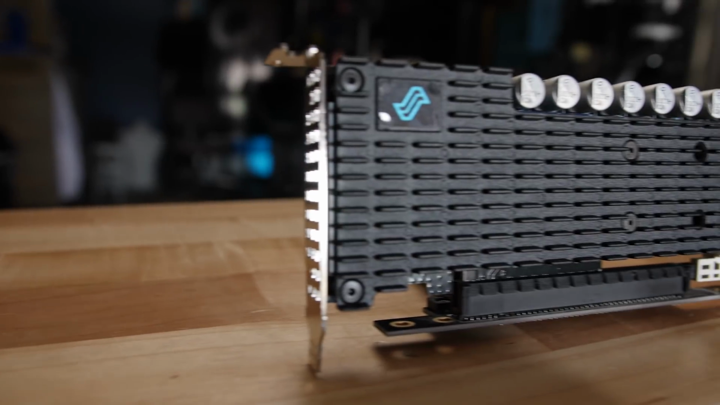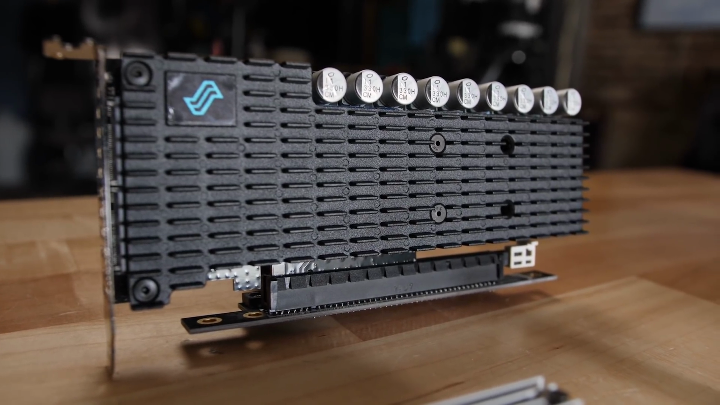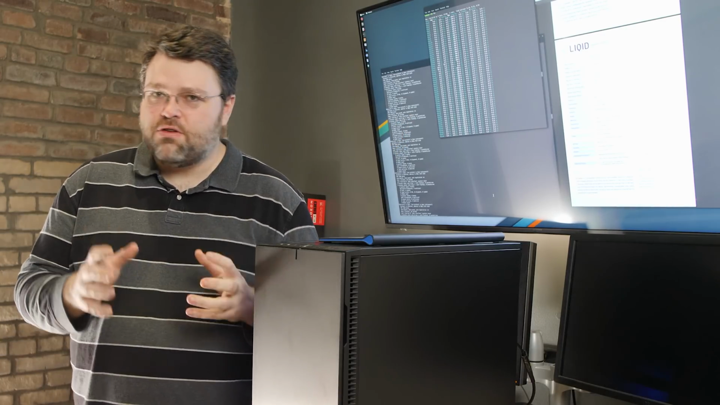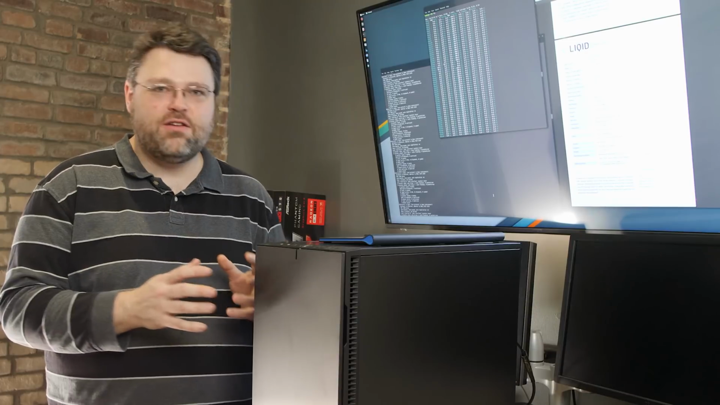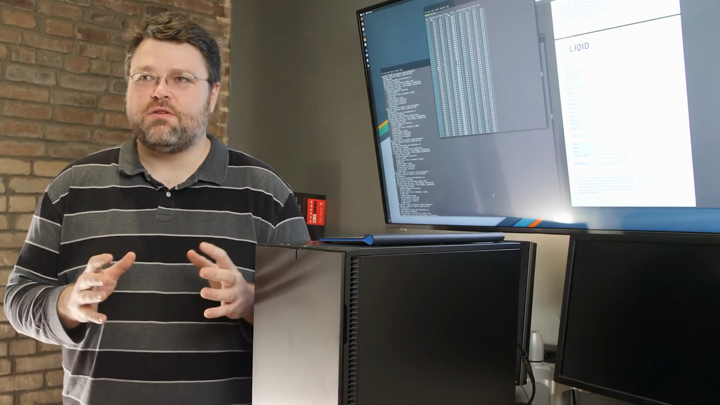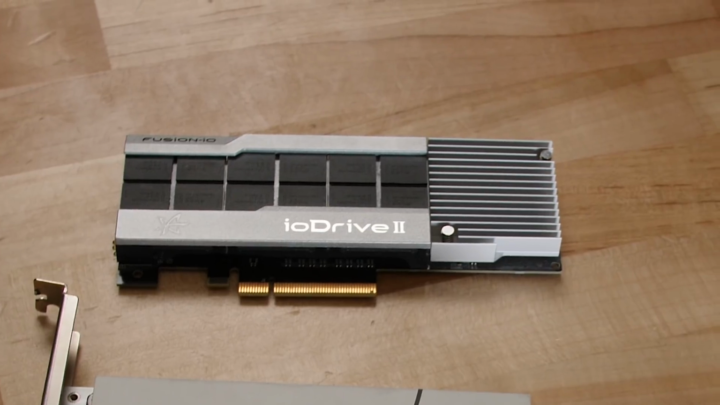I'm here today to talk about the Liqid HHHL, L-I-Q-I-D. It's the Element LQD 3000. So the LQD 3000 is an interesting SSD. And to understand how far we've come, we should take a look at the past, starting with the Fusion I.O.